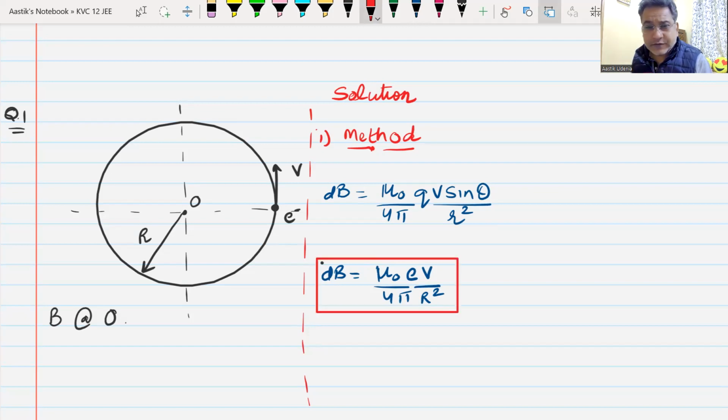Got it, sir. That is the magnetic field created by this electron at the center of the circle.